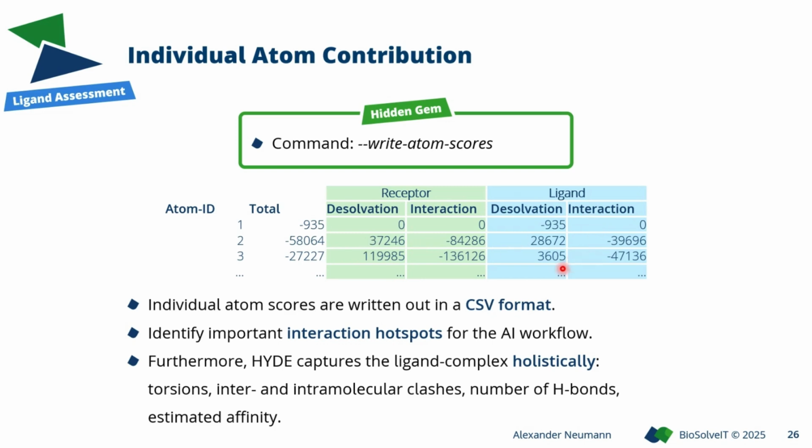So this can help you to identify hotspots, right? Basically, this can help you to say, in this region, nitrogen is quite important. In this region, it's the carbon atom. I'll also show you a workflow subsequently. And what I really like about this one, by using HYDE, you get a lot of additional information that holistically covers your complex, which means you also get information about the quality of the torsions, the inter- and intramolecular clashes, the number of hydrogen bonds, and also the estimated affinity of your ligand.